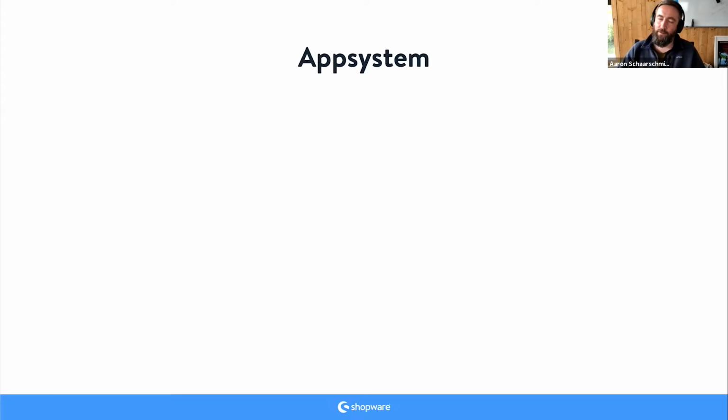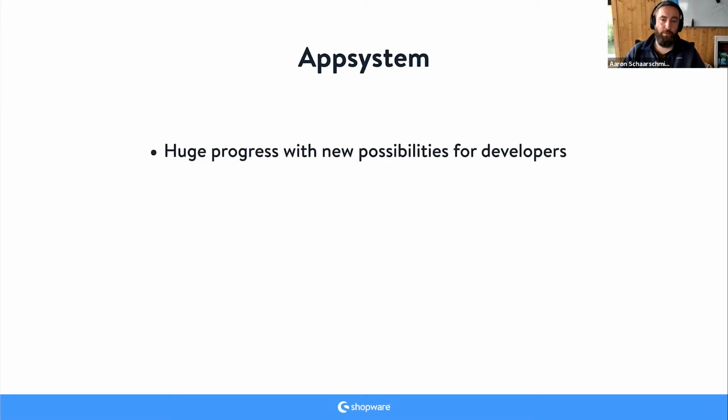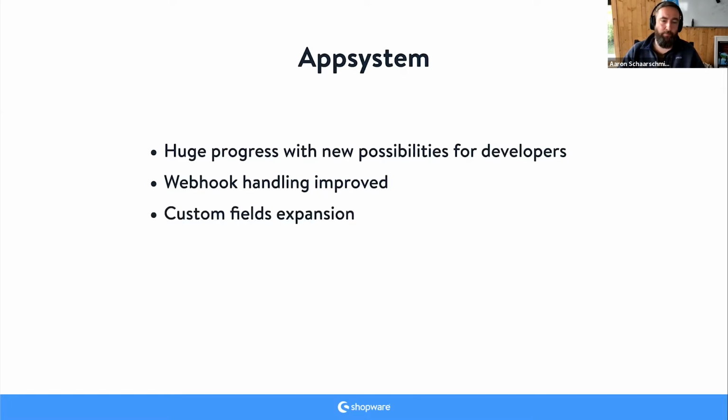As I said in the introduction, we did make a lot of improvements on the topic of the app system. We have huge progress here with new possibilities for developers to build their extensions, to build their apps. That is, we improved the webhook handling a lot. Webhooks are a main part of the app system, so we did a lot of improvement there. Also, custom fields are in general a good opportunity to realize your app ideas. So we expanded them and added them to many, many more entities than before.